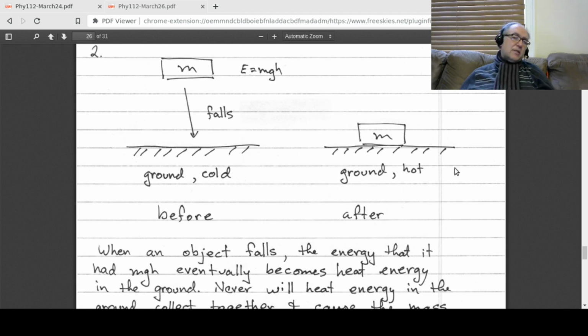Now the reason this is a little harder to see is because you don't really go around touching the ground after something falls and saying, oh, it's hotter. And even if you did, the amount of temperature increase is so small that it wouldn't be detectable. So you go, well, does this really happen? Does mechanical energy, this energy of the mass falling, really become heat?